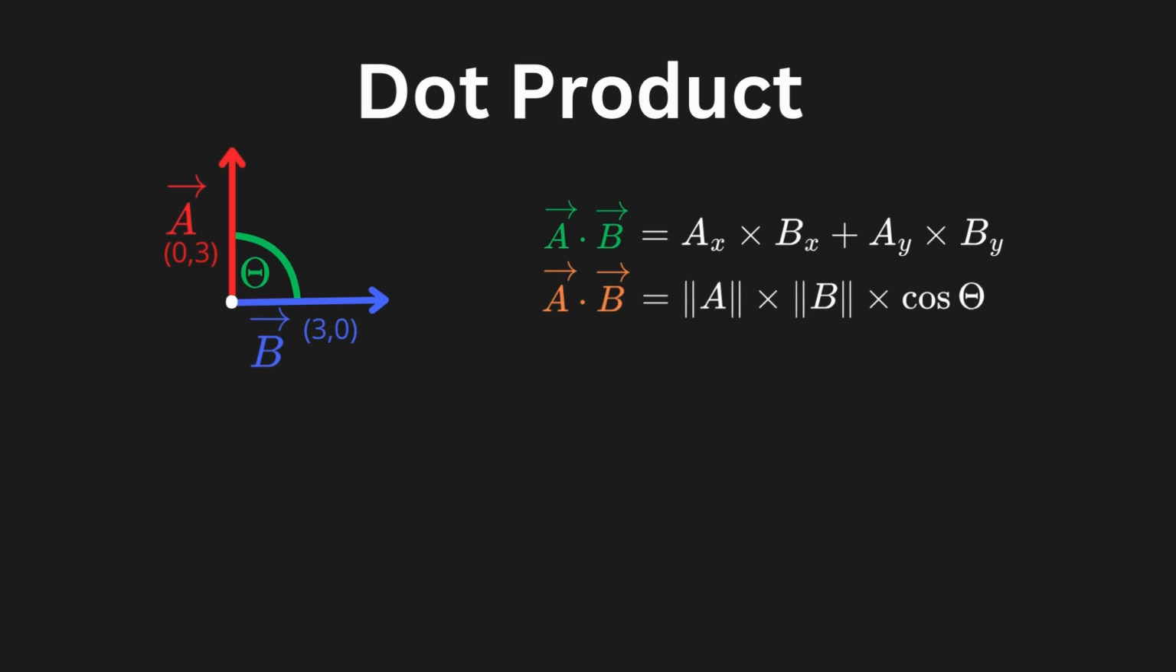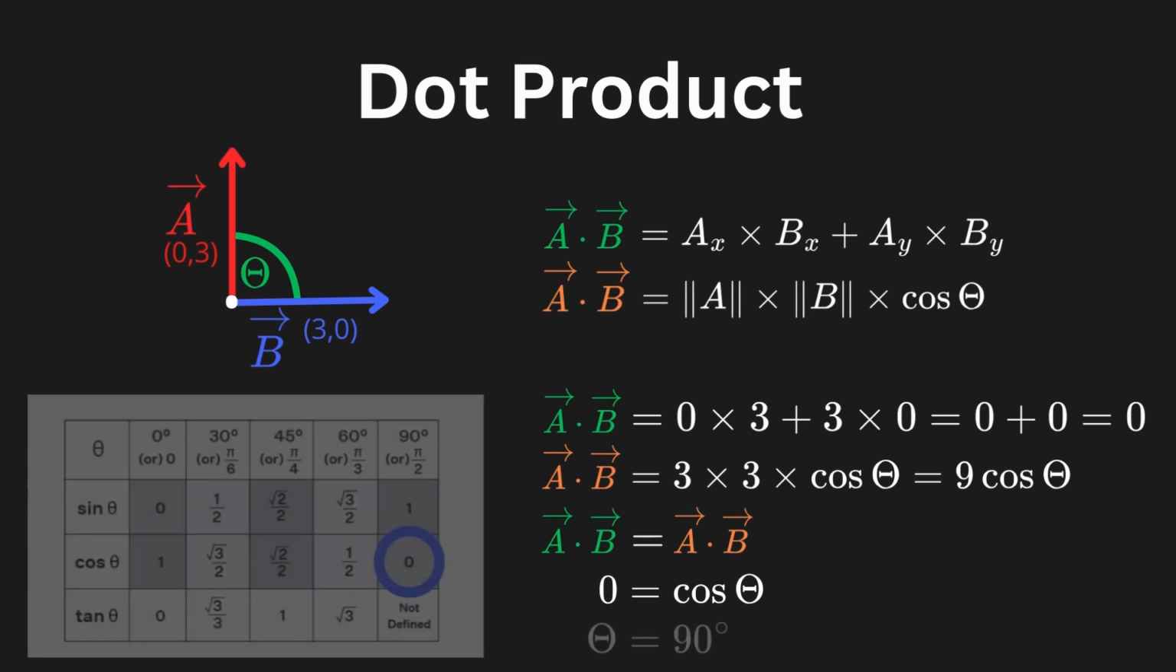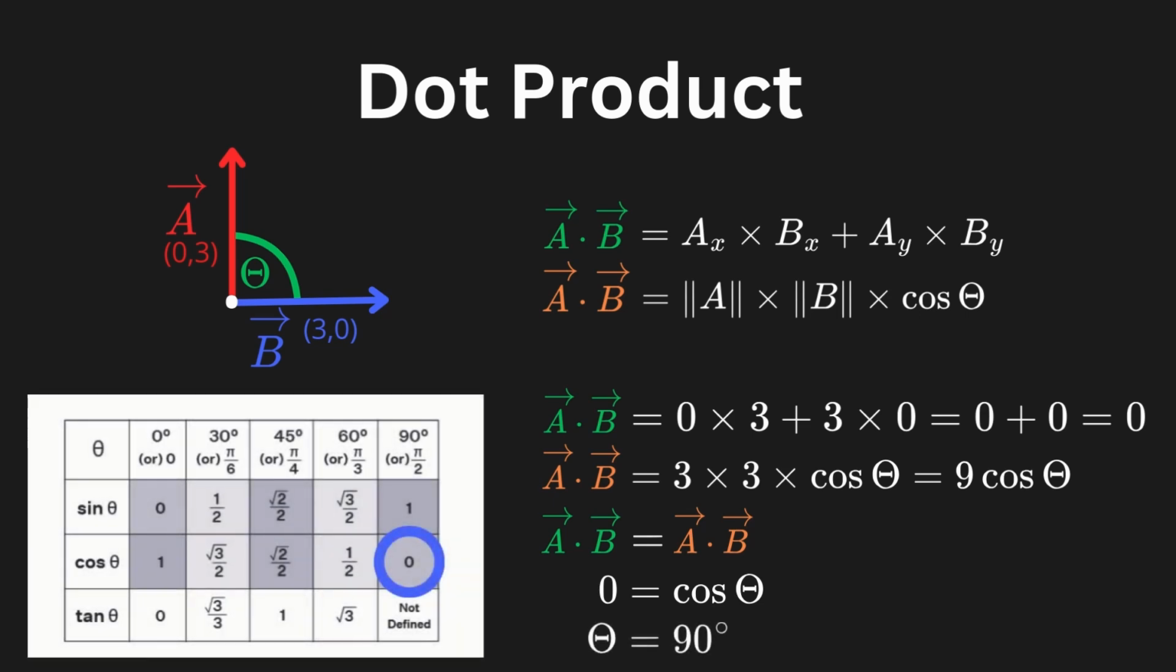Using the dot product, we can simply calculate the value of our angle. Take a look. Firstly, I calculate using the first formula, then I calculate using the second formula. At the very end, I can compare the results of the two equations. And we got that cosine theta must be equal to 0. We can read this value from trigonometric tables, so we know that our angle theta is equal to 90 degrees.